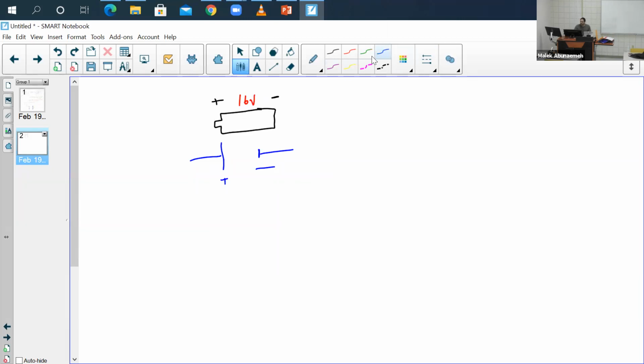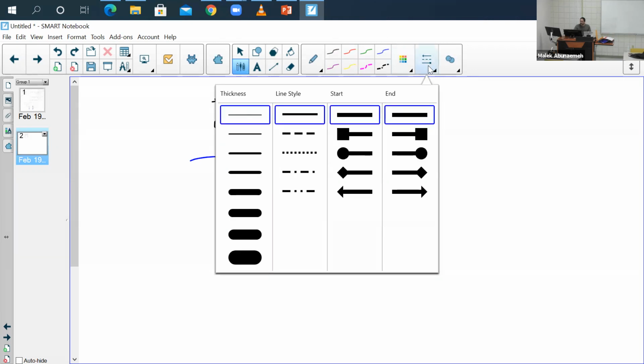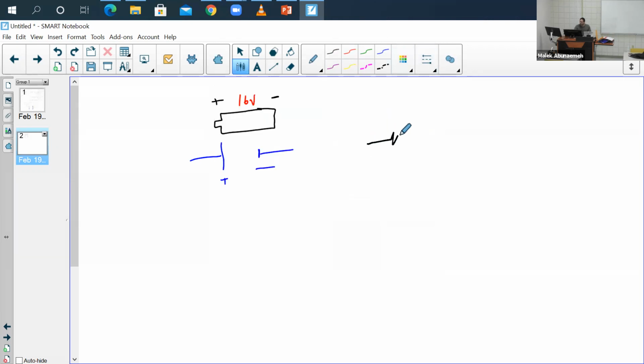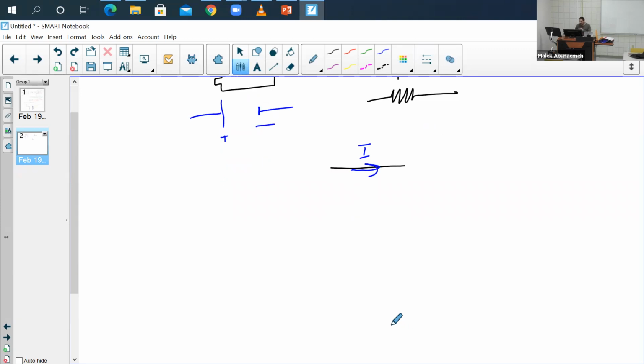Now, drawing a resistor. For a resistor, you go in with a quick zigzag line. Now, when you have a wire, the direction that's marked on the wire itself, that's your current. So let's say we go ahead and draw a circuit.